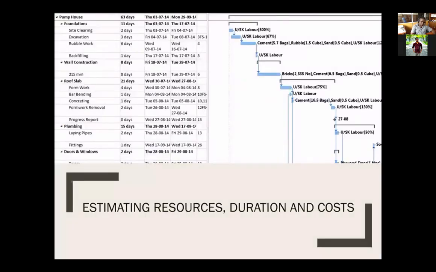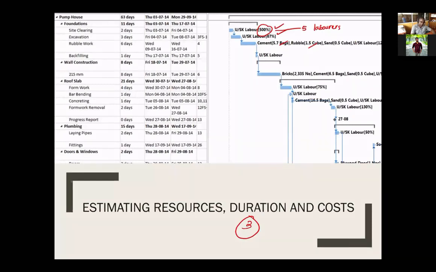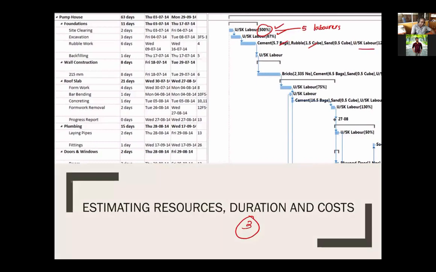So the third step, understand the resources. Here 500% is 5 laborers. We have done this in MS Project. 5.7 bags of cement, 1.5 cubes of rubble. So here in the time plan, what we are interested in is labor, unskilled labor. So we understand the durations, and the important thing is these values. How long will it take to finish each of these activities?